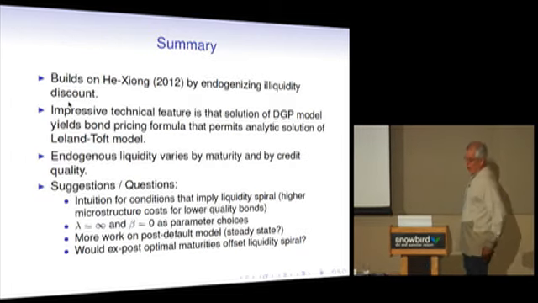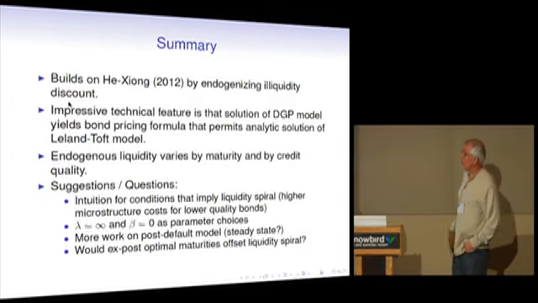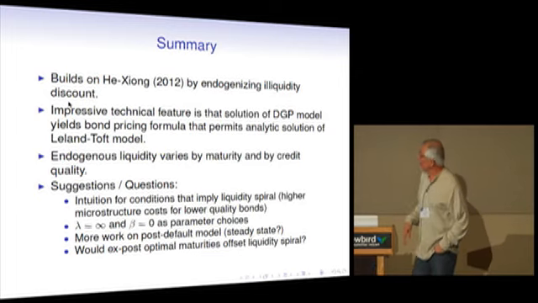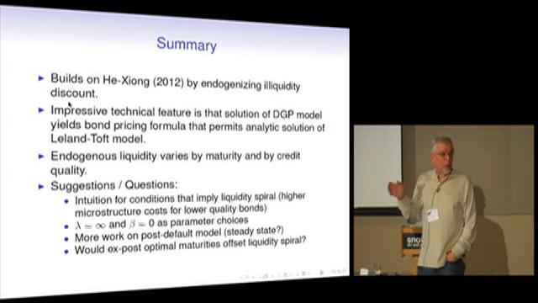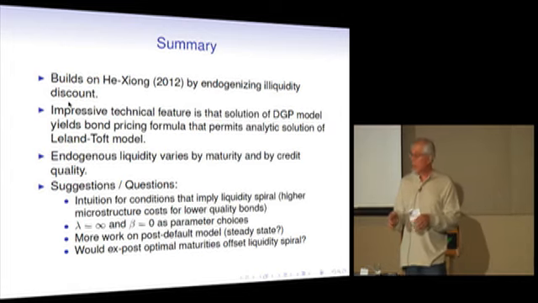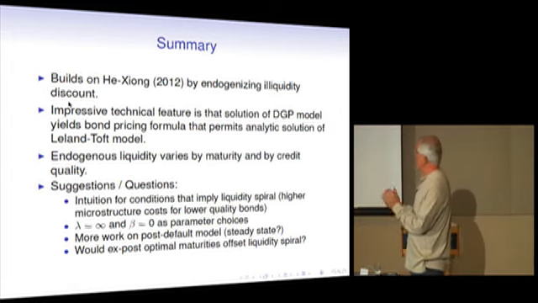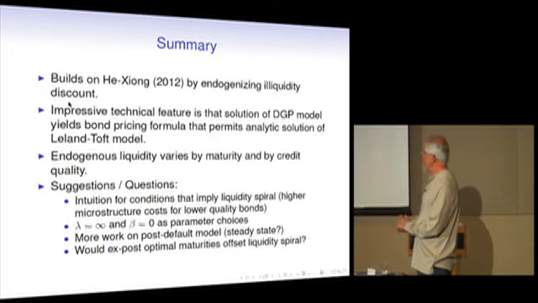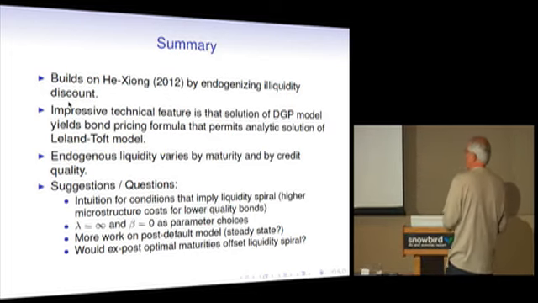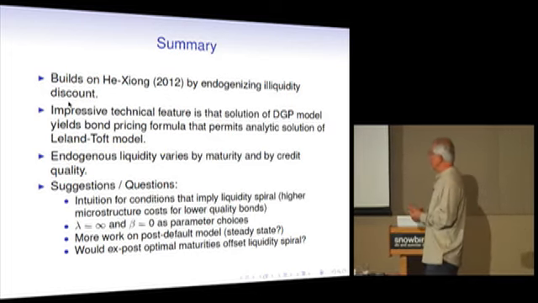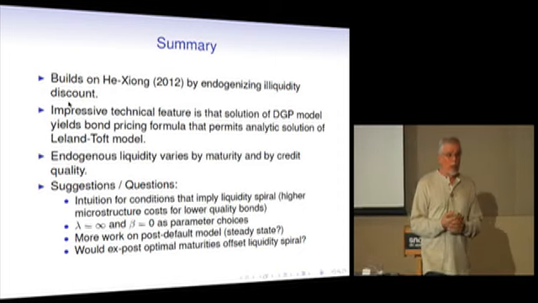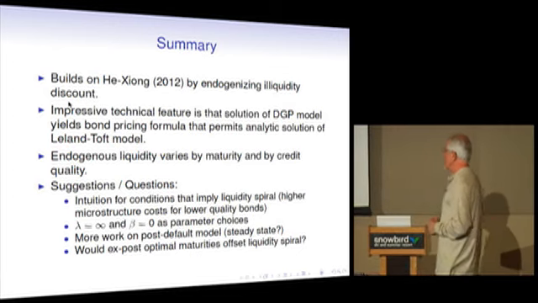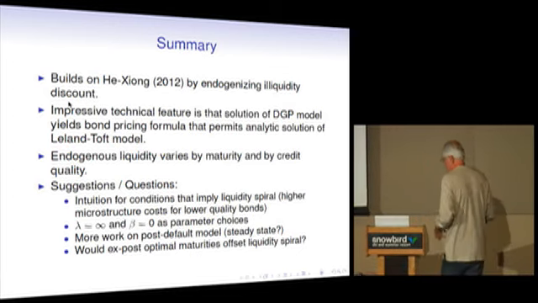Okay, so, summary. It is very impressive on the technical dimension to be able to marry these two models together. I was surprised that you could get closed form solutions when you put these two things together. And it's very nice that they do get this endogenous liquidity, varying both by maturity and by credit quality. So that's a very nice contribution. And I have a few minor suggestions that I went through.